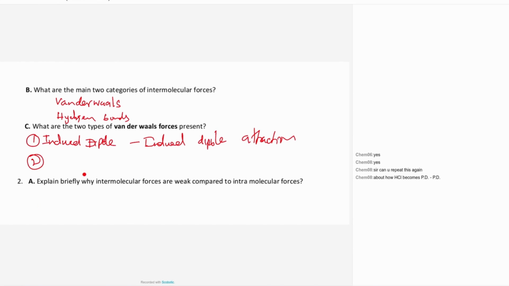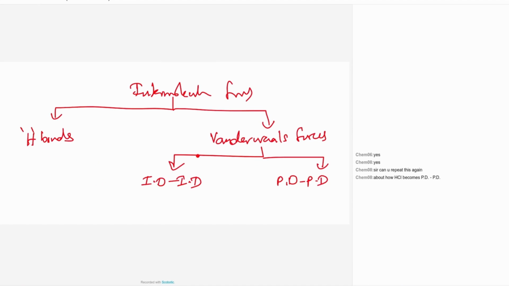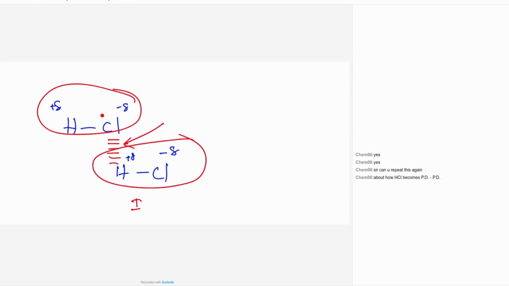Right. So we'll go back to the previous example of hydrogen chloride. The hydrogen chloride molecule is a polar molecule, right? Polar molecule meaning it has permanent dipoles. That means the dipoles are permanent. Chlorine is always negative and hydrogen is always positive. These charges do not change. So negative chlorine can attract the positive hydrogen. This is why we call it permanent dipole attraction for HCl.